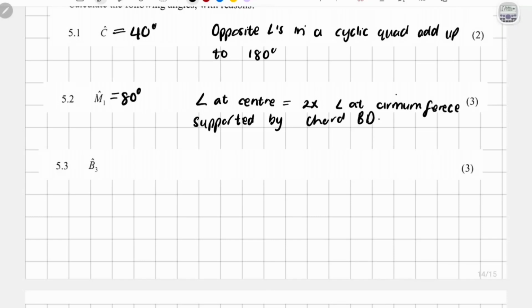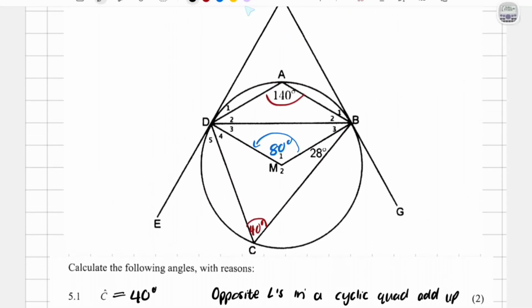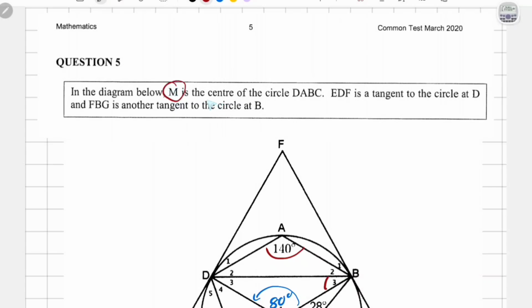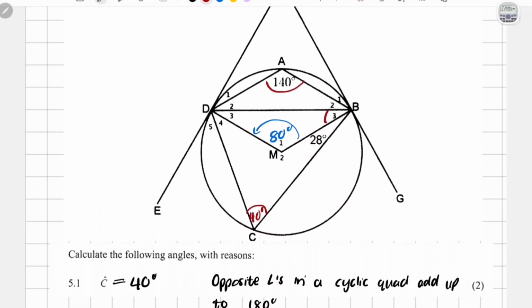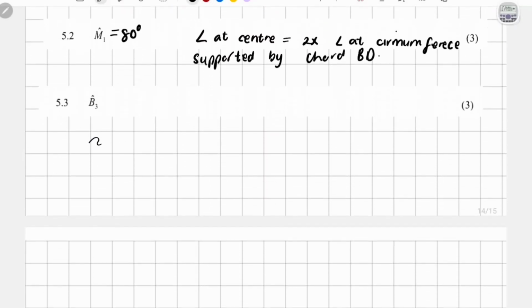For 5.3, we have to find angle B3, which is a common question, really. Do you see where B3 is? Let's understand something quickly. They told us that M is the center of the circle. So if M is the center, then MB is a radius and MD is also a radius, which would mean that they are the exact same length. We can tell them that MB is equal to MD because they are radii. You don't even need to say equal radii, you can just say radii.